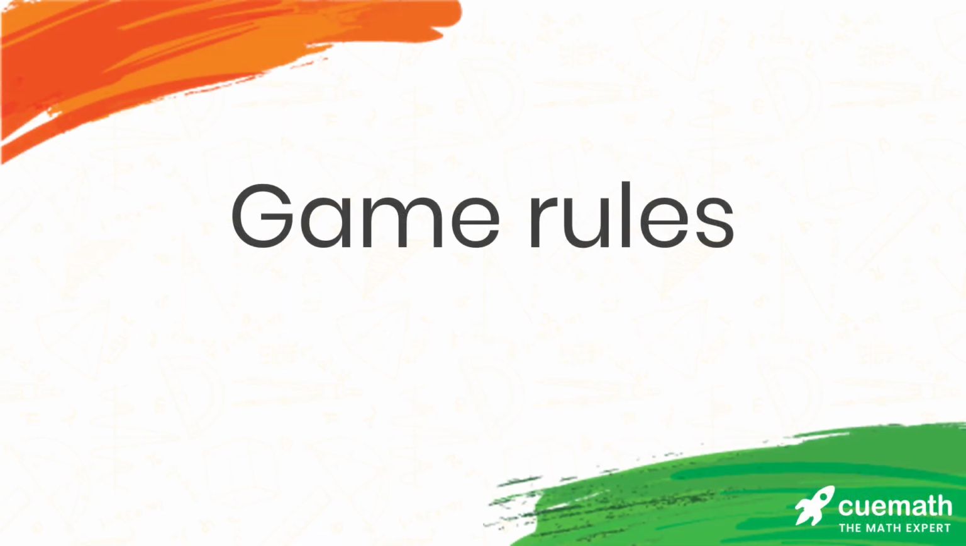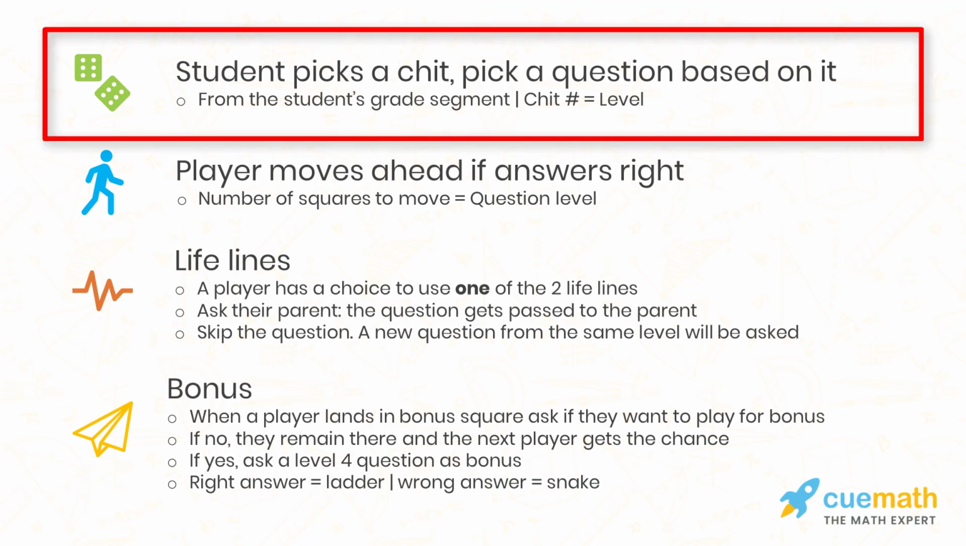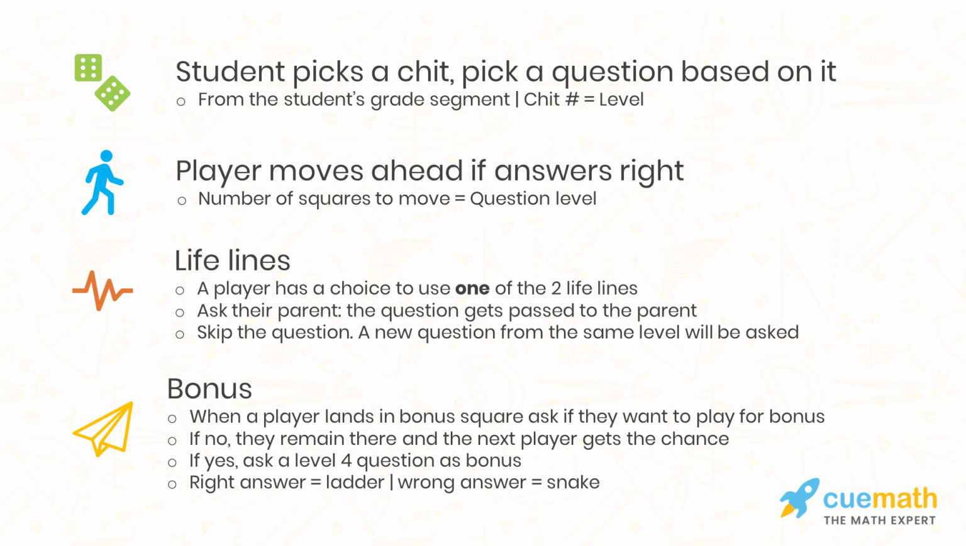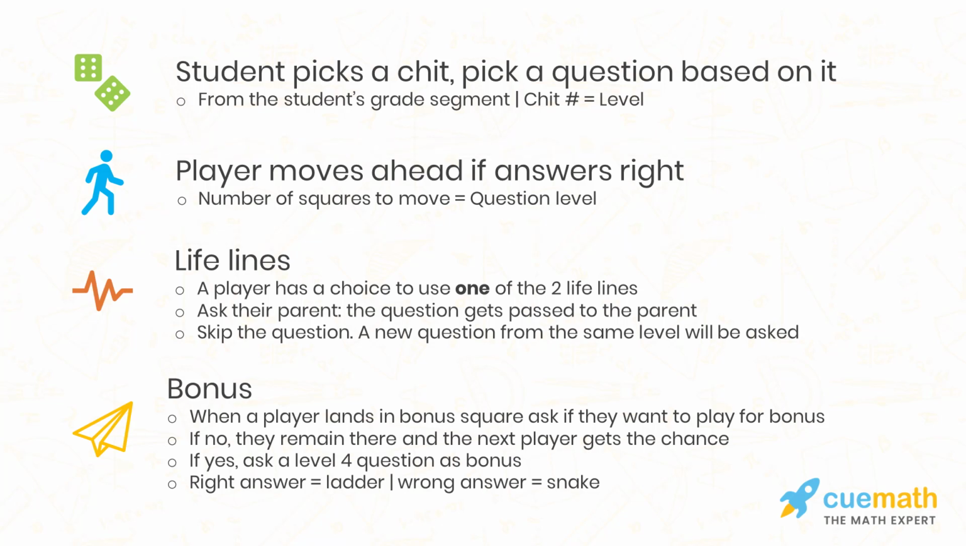What are the rules for this game? The rules for this game are simple. The student picks a chit which acts as a level for him and picks a question belonging to that level. For example, if a grade 3 child picks a chit numbered 1, then he will have to attempt a level 1 question from grade 3. If the student gives a correct answer, then he moves ahead the same number of squares as was the level of the question. For the example that we took earlier, if the grade 3 child answers the level 1 question correctly, then he moves ahead by 1 square. If the answer is wrong, the student remains in the same position.